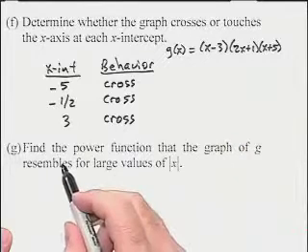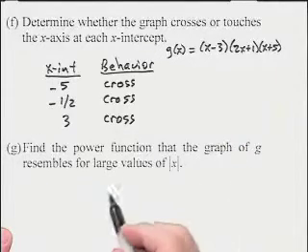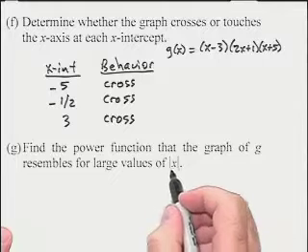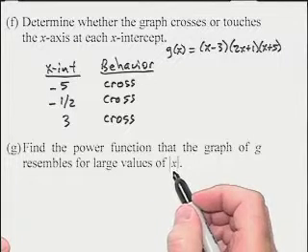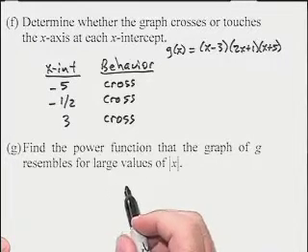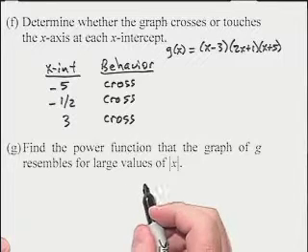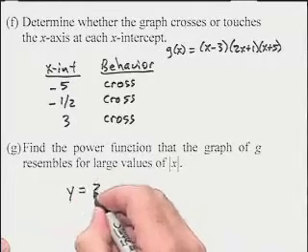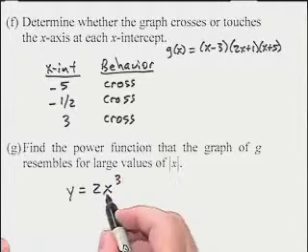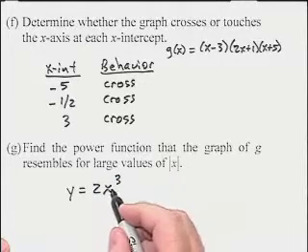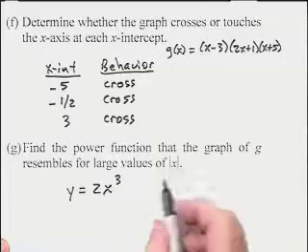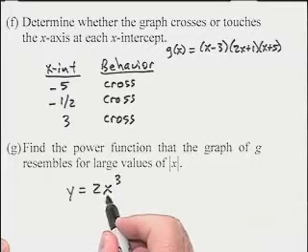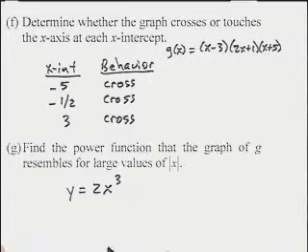In Part G, we're looking for the power function that the graph resembles for large values of the absolute value of x. The power function is given by the term with the highest power of x. In this case, we get y is equal to 2x cubed. It's the term in our function with the highest power of x. So the graph of g will resemble the graph of 2x cubed for large values of the absolute value of x. We're just about ready to sketch the graph of our function.